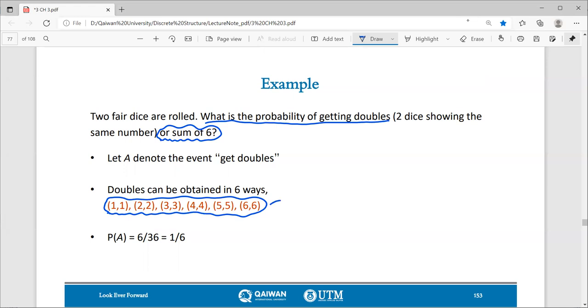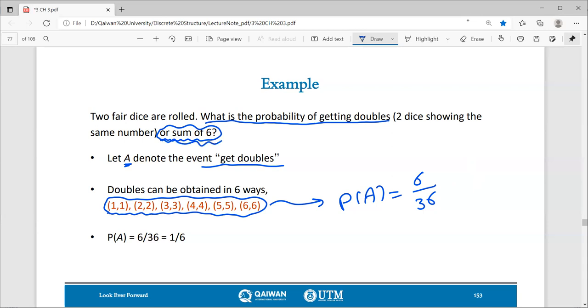That means probability of getting double, we say let A denote the event of getting doubles. That means probability of A equals 6 dividing by 36. Our sample space is 36 because in rolling 2 dice, we get 36 possibilities. We have only 6 doubles in rolling 2 dice. That means it is 1/6. Let's leave it like the same. It is 6/36.